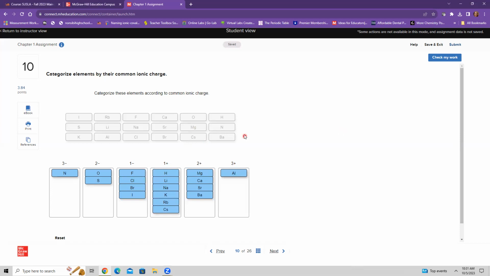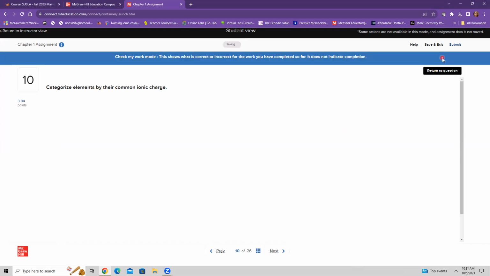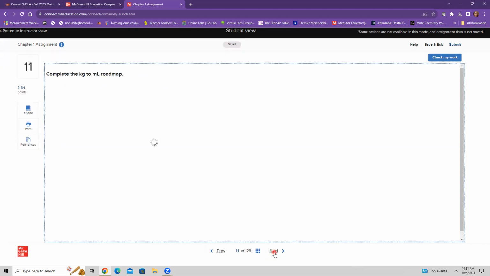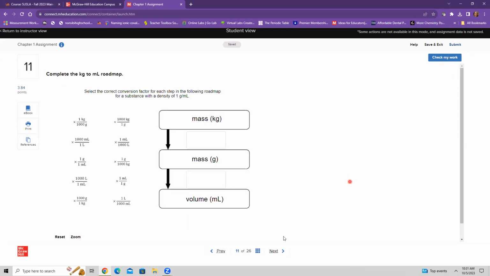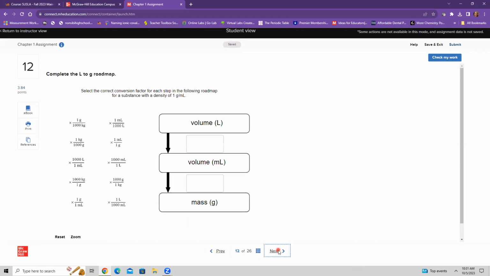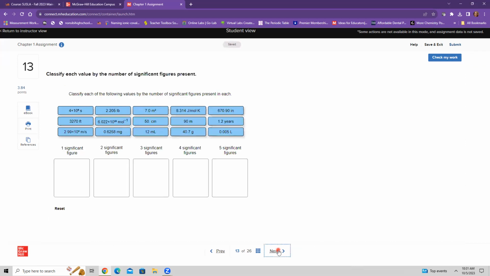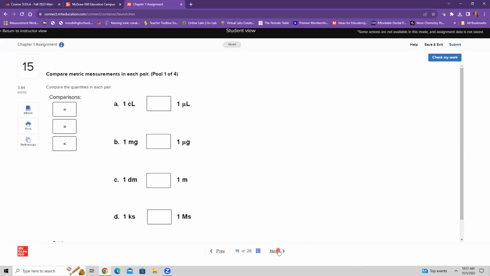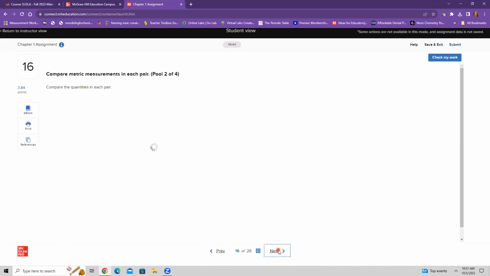All right, so let's check the work. Should be correct. Yeah, see? So that is how you know where to put them. And this one we've done, so let's just keep going. I think all of these we've done already, but let's just keep on to see. Yeah, this sig figs, precise, accurate, we've done that one too.